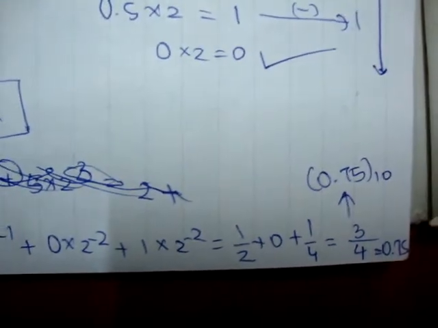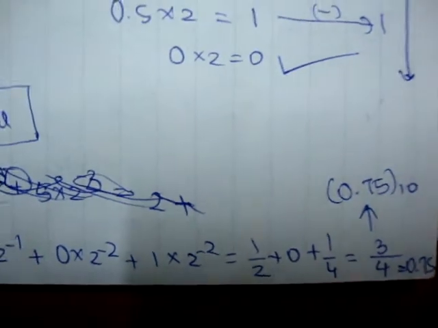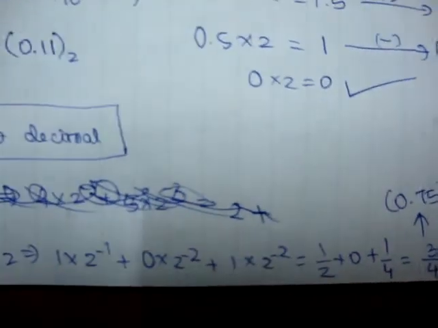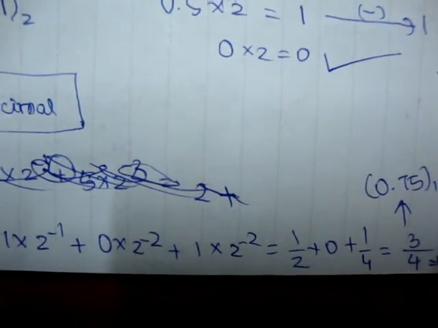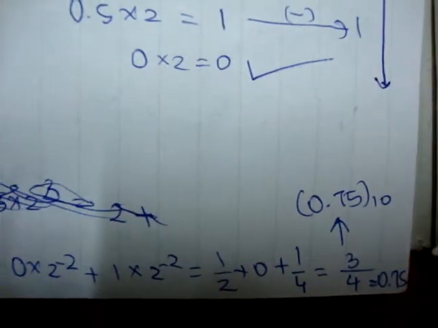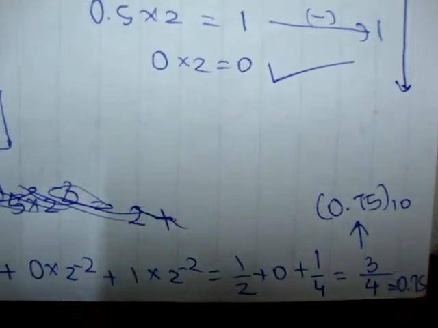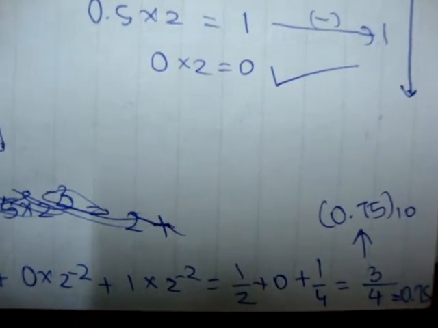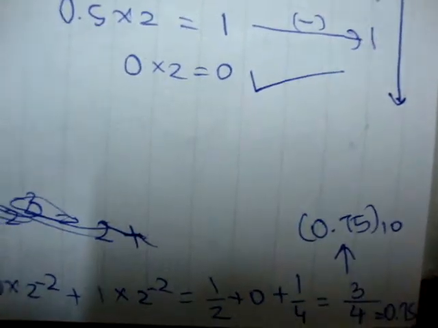Sorry, it's 0 into 2 power minus 2, and 1 into 2 power minus 3, my bad. Please make a correction in your notebooks. 1 into 2 power minus 1 gives 1 by 2, 0 into anything is 0, and 1 into 2 power minus 3 gives 1 by 8. So the overall answer is 1 by 2 plus 1 by 8, that is 4 plus 1 by 8, which is 5 by 8. You get the decimal representation of the fractional part.